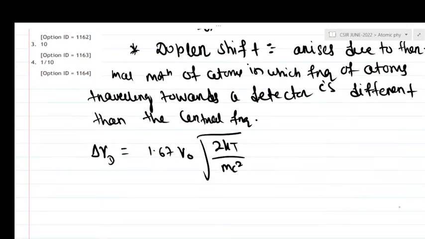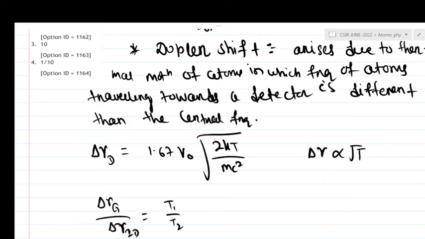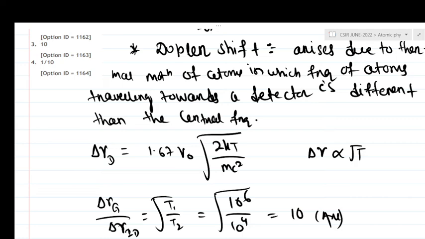Okay, so our proportionality is: thermal broadening delta nu is proportional to root T. So delta nu g divided by delta nu Ig is equal to the square root of T1 by T2. So here T1 is 10^6 divided by 10^4, whole root, that will be 10, and this is the answer.